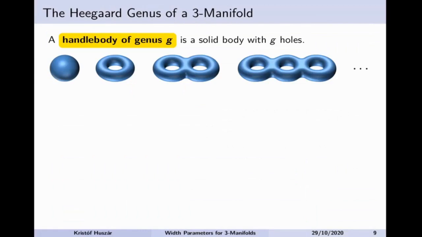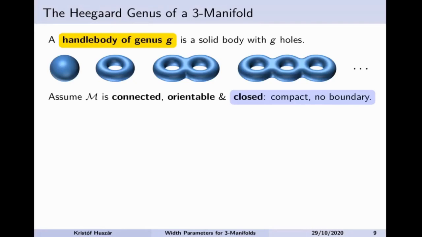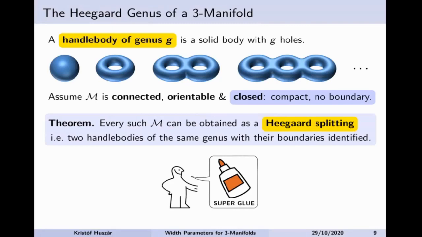I believe that some of you are familiar with the notion of the Heegaard genus of a three-manifold, but I would like to briefly review this concept because it is of central importance. First of all, a handlebody of genus g is just a solid body with g holes. Here you can see the first few examples. For now, let us assume that the manifolds are connected, orientable, and closed, meaning they are compact and they don't have a boundary component. And there is a classical result that every such three-manifold can be obtained as a Heegaard splitting, meaning two handlebodies of the same genus glued together along their boundary components.